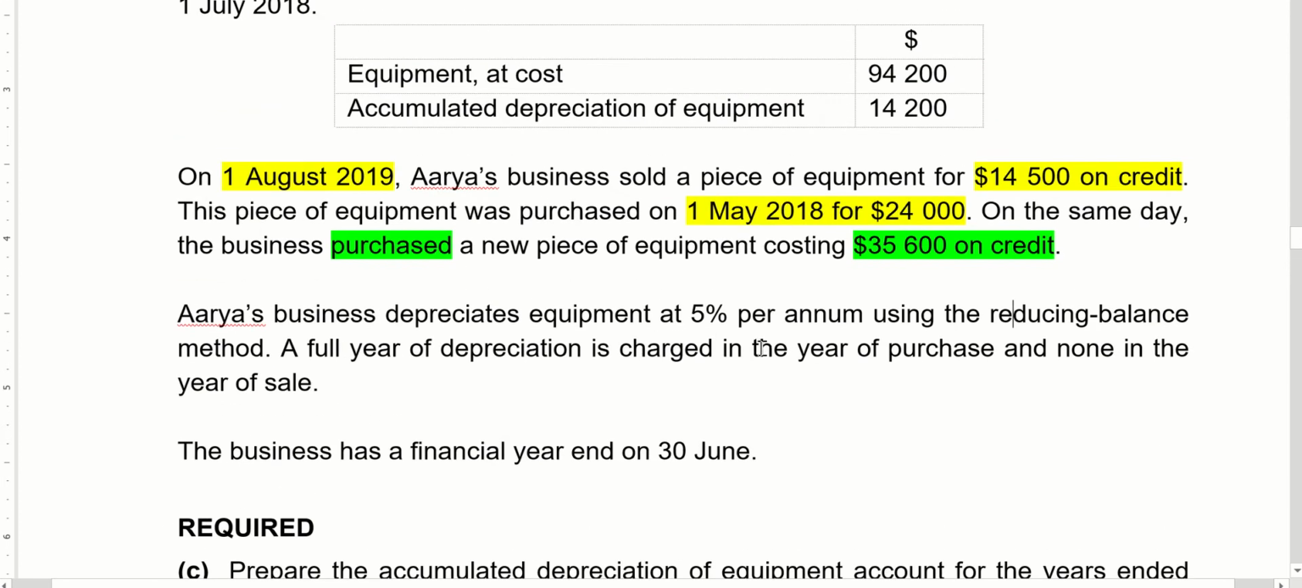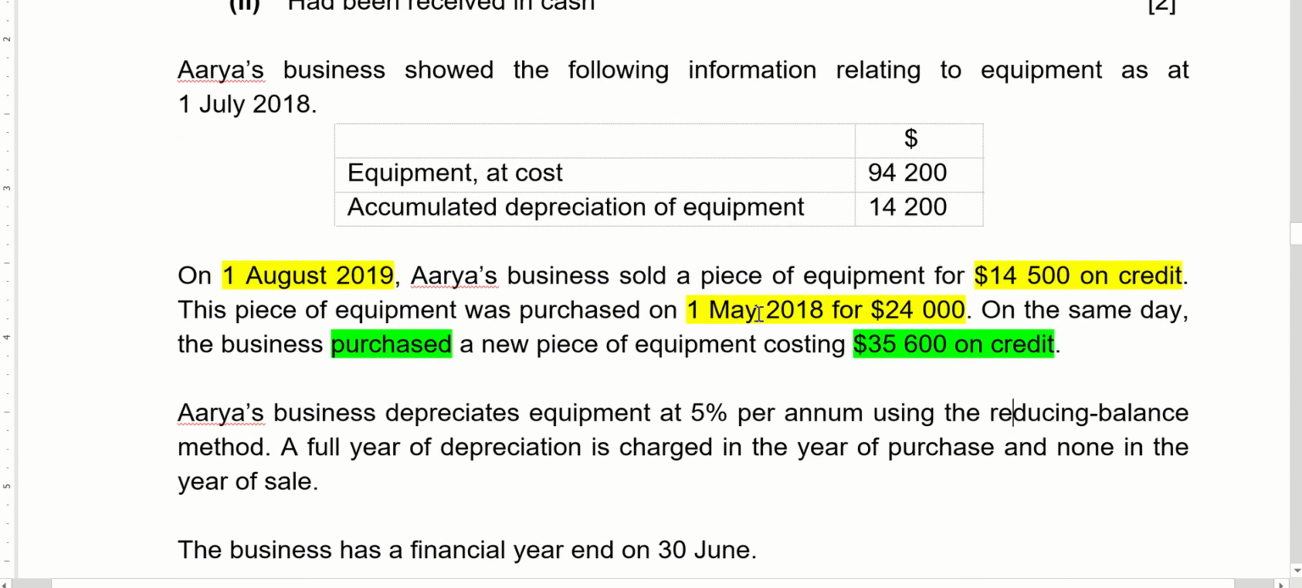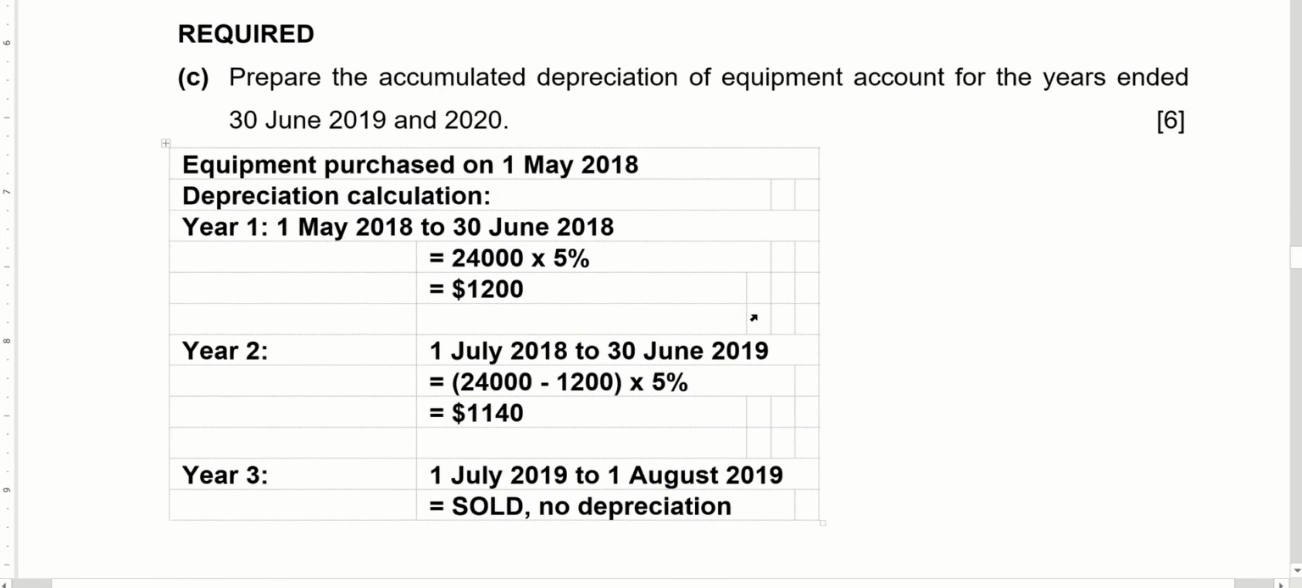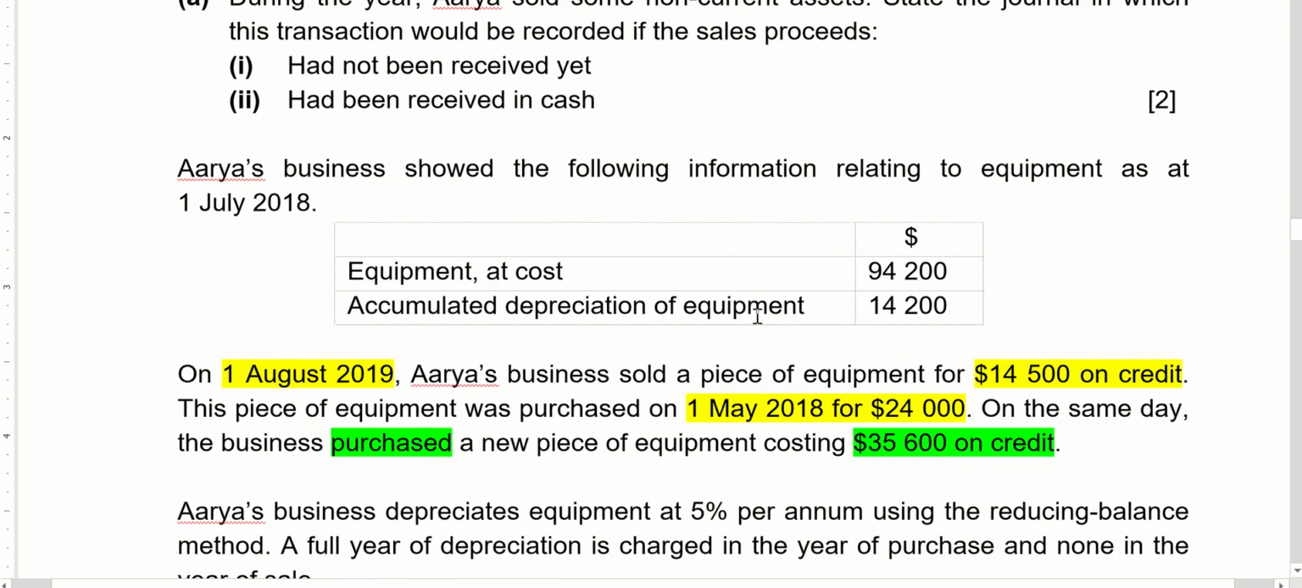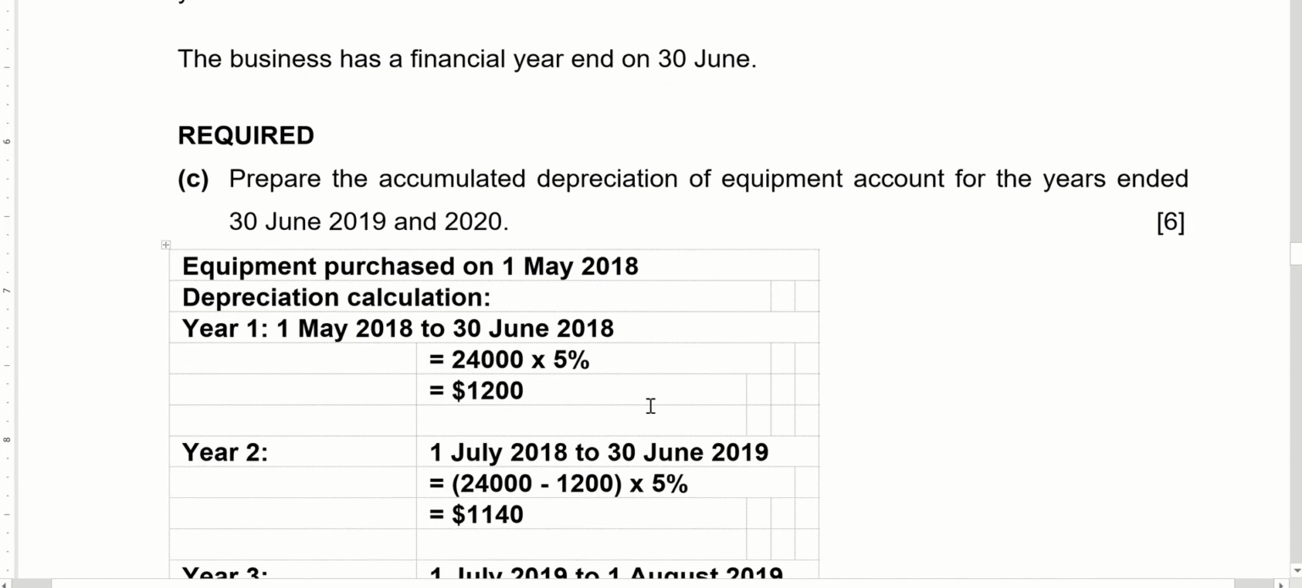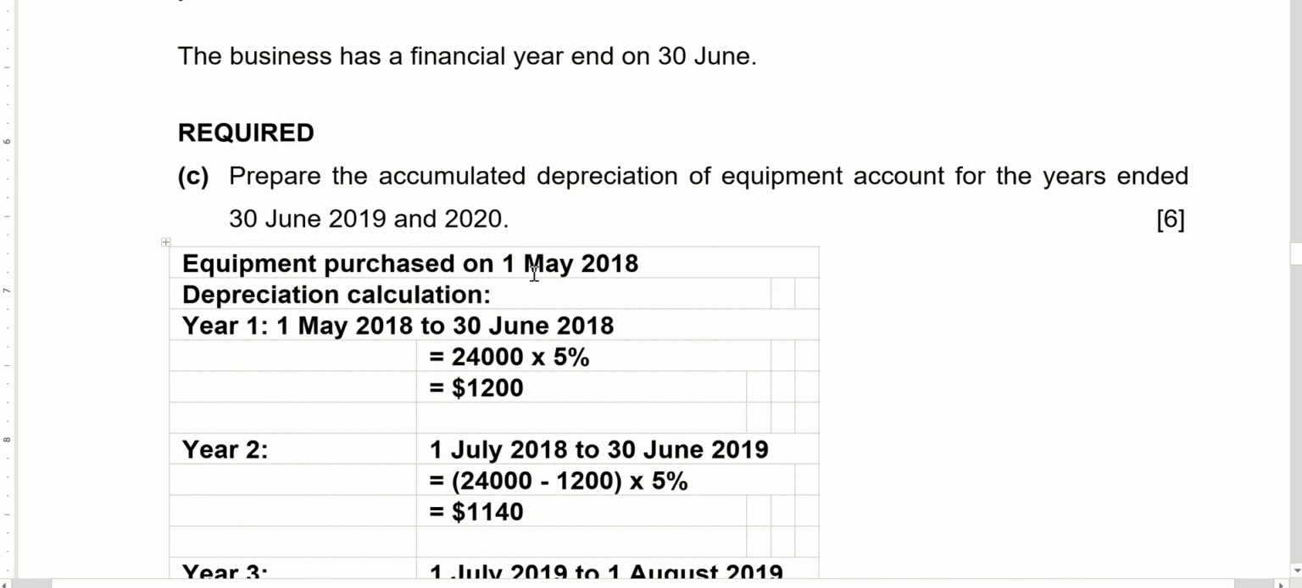So the first thing you want to do is that since you know you sold a piece of equipment already, you want to think about when it was sold, and you need to get rid of the cost, you need to get rid of the accumulated depreciation, right? So you need to calculate the accumulated depreciation. So you can calculate the accumulated depreciation first, okay? So question C, prepare the accumulated depreciation for the year ended 30th of June 2019 and 2020.